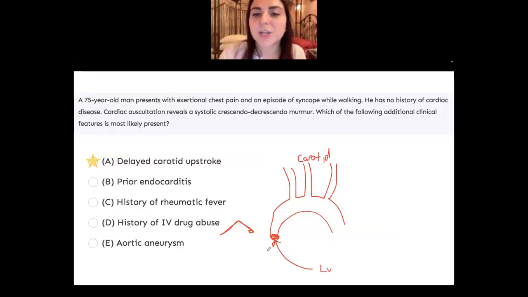So, in a patient that has no aortic stenosis, blood's going to flow from the left ventricle through the aorta, and then it's going to go up through the brachiocephalic, up through the carotid, up through the subclavian, left subclavian.